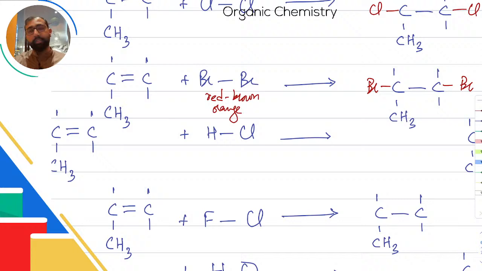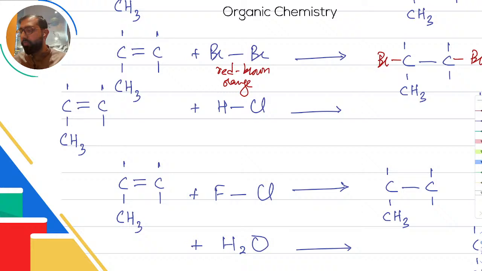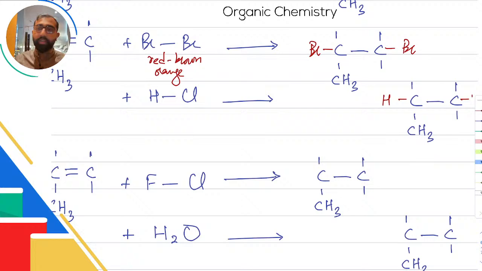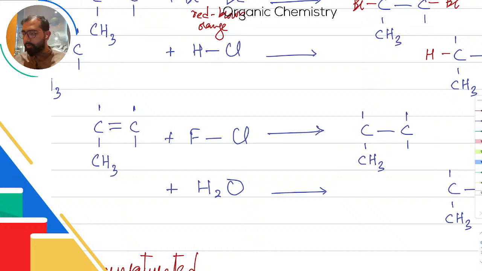Okay, that's that. We could add HCl again, same thing. One gets hydrogen, one gets chlorine. We get chloropropane. In the next one, we are adding fluorine. One gets fluorine, one gets chlorine, or it could be the other way around. One gets chlorine and then the other one gets fluorine. Now this compound is part of a large group of compounds called chlorofluorocarbons. And chlorofluorocarbons are primarily responsible for depletion of ozone. They are extremely useful, otherwise they are very unreactive at room temperature, and that makes them very useful.